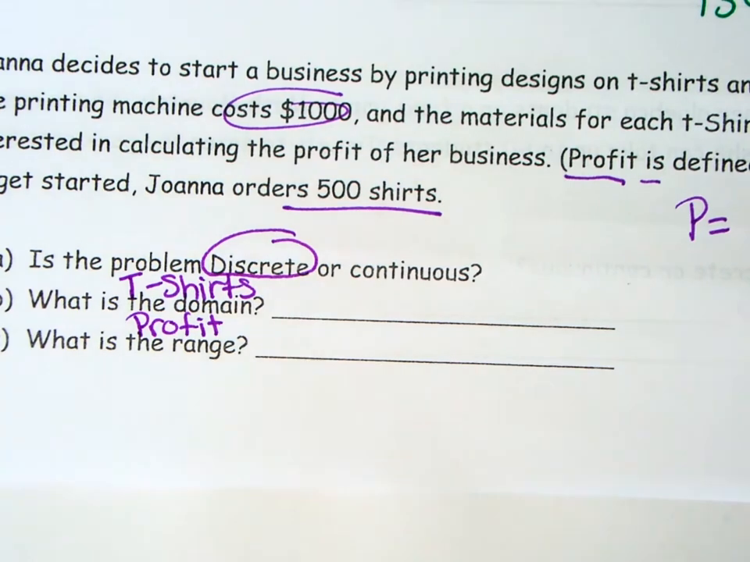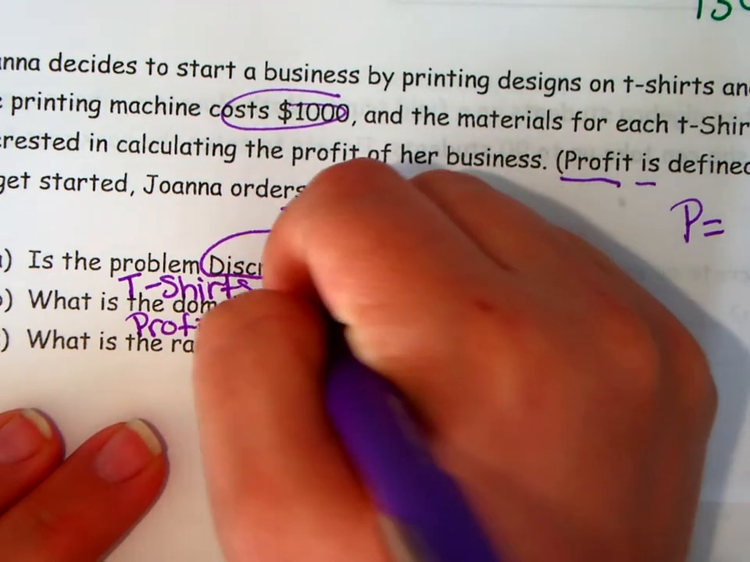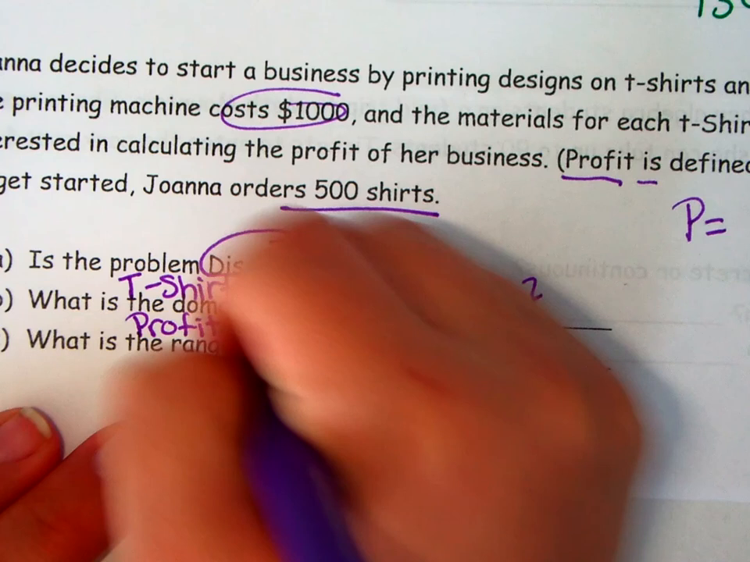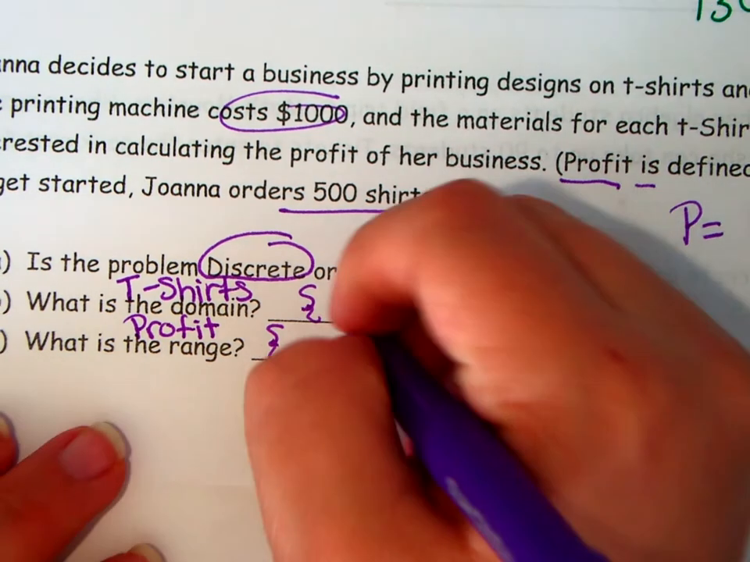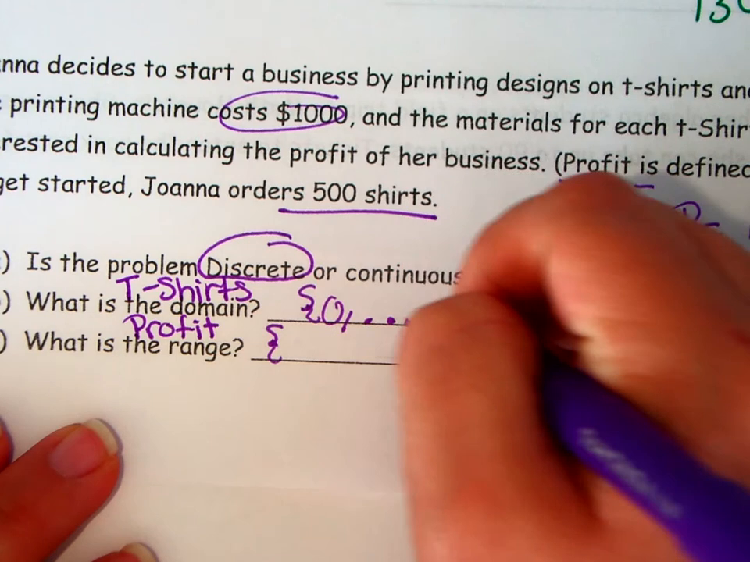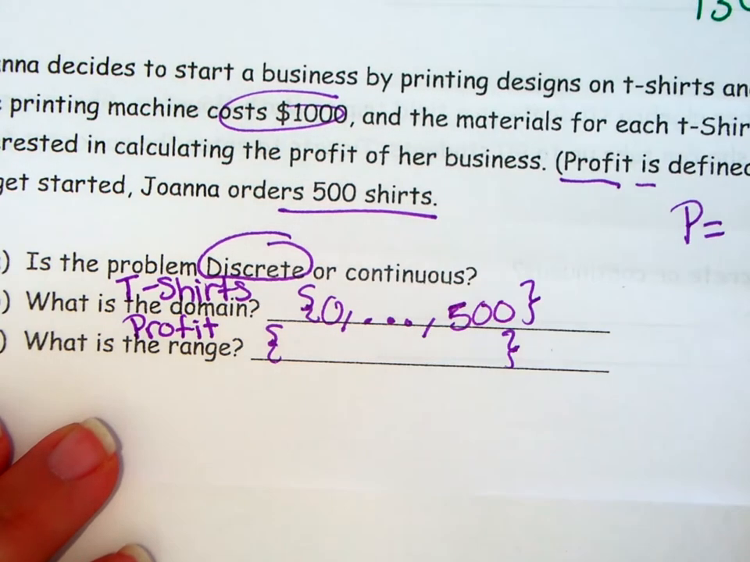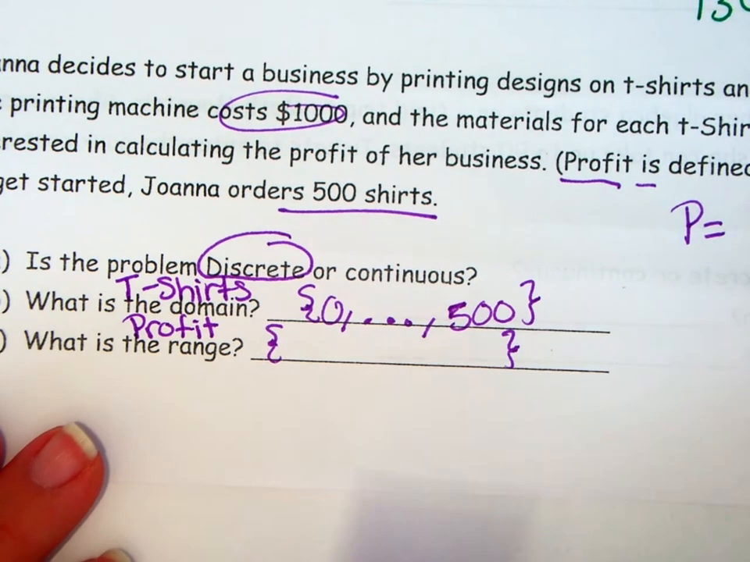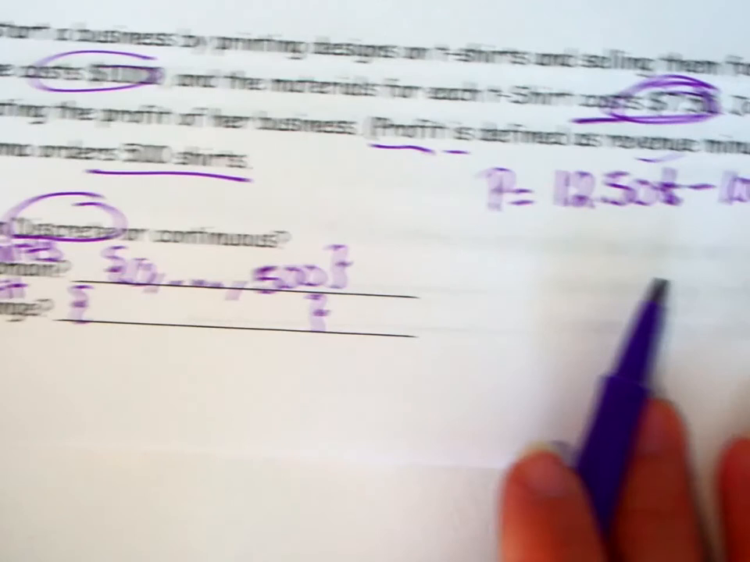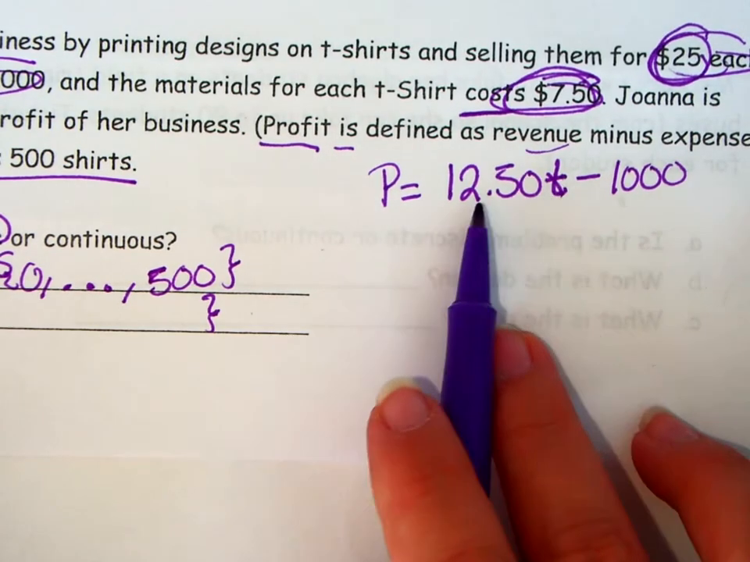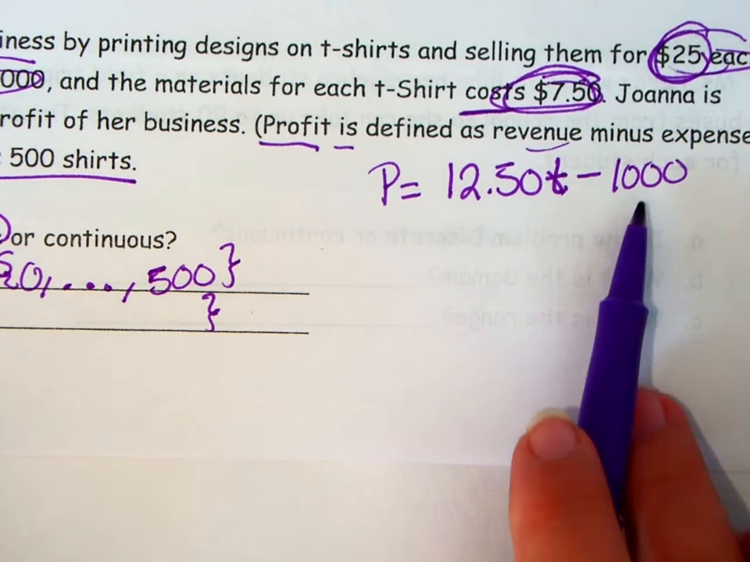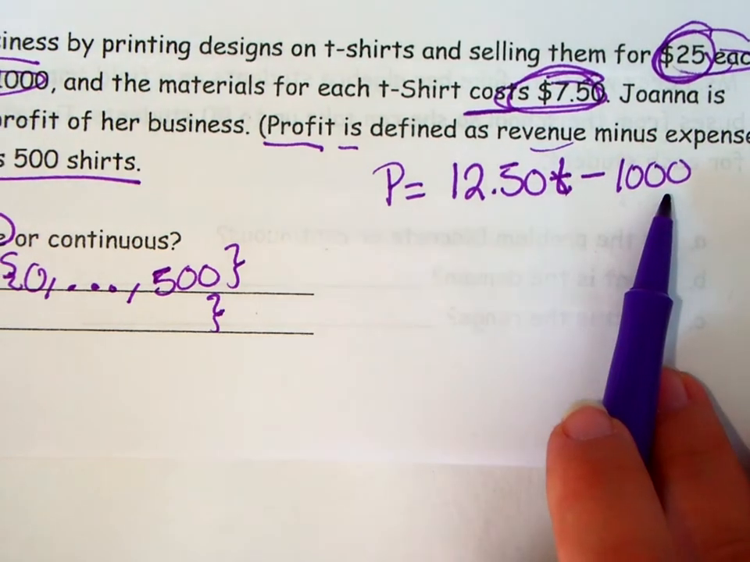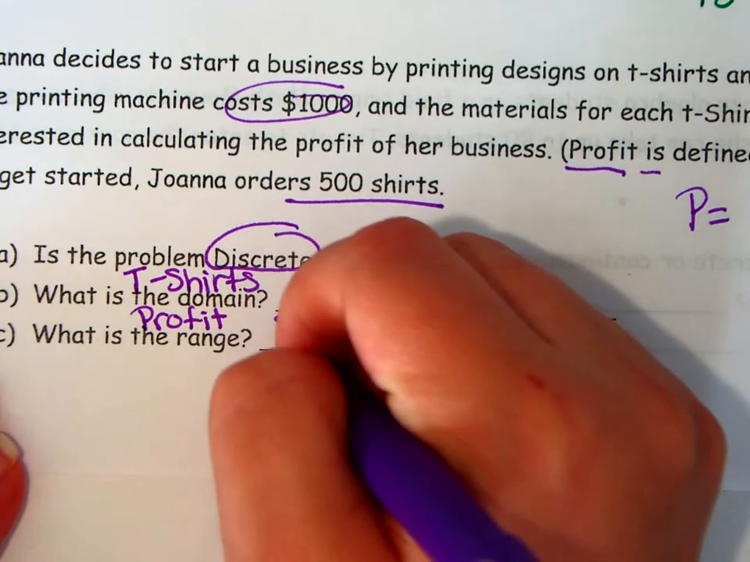So for discrete, do we list out our numbers or do we use alligators? We list them out. So what is the least amount of t-shirts? 0. And what is the most? How many did she buy? Good. Now, if we sell 0 t-shirts, we'll go back to our equation over here. If I plug 0 in here, 12.50 times 0 is 0, so that goes away. What number am I left with? Negative. So our profit, did she make any money? No.